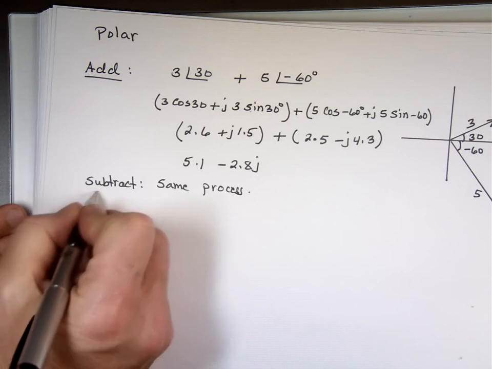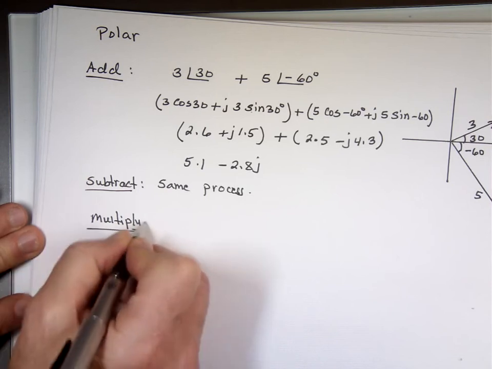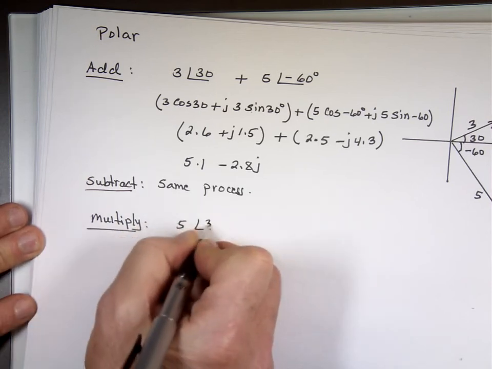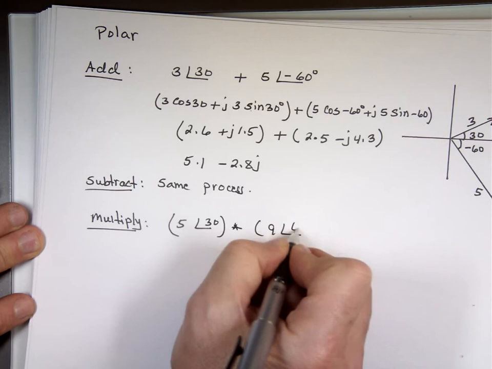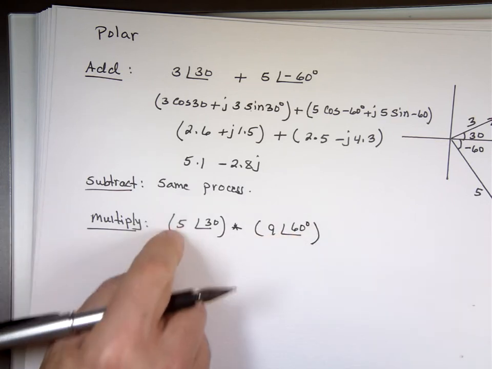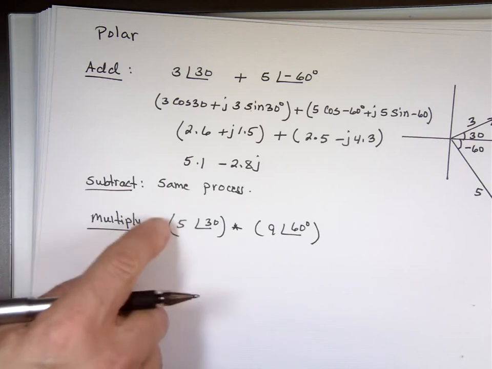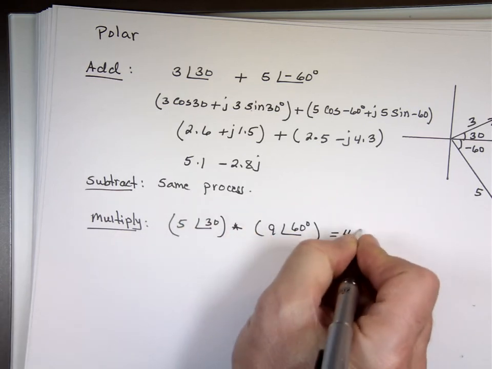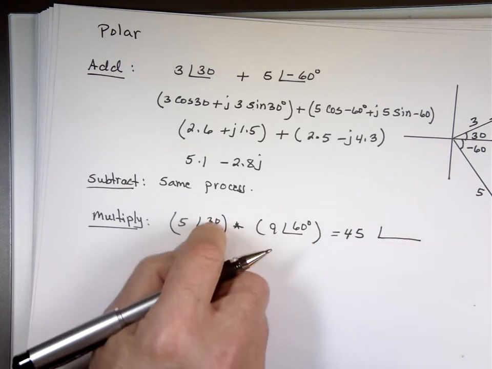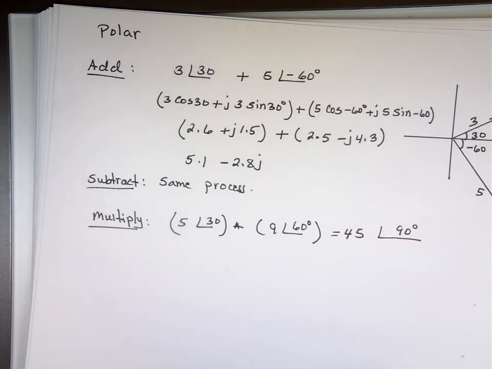When you multiply, like 5 angle 30, and you want to multiply that by 9 angle 60. We multiply the 5 times 9, which is what? 45. And we add the angles. 30 plus 60, which is what? 90. That's how you multiply in polar. Multiply the numbers in the front, add the angles.